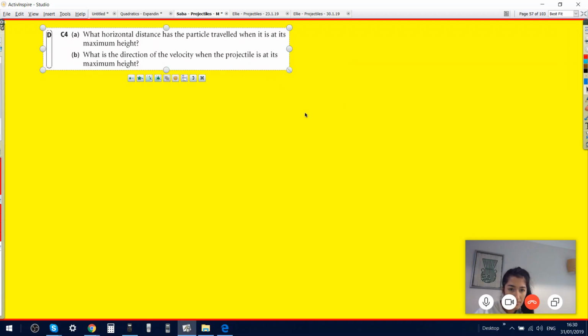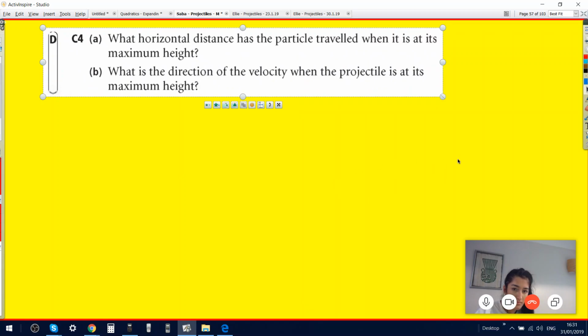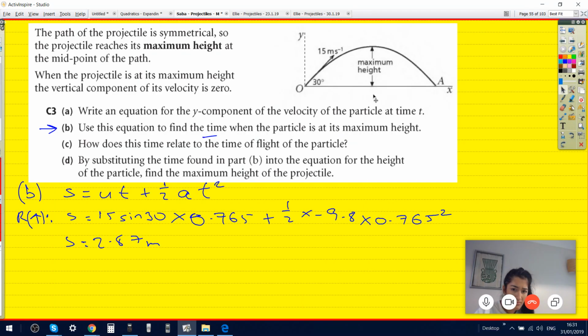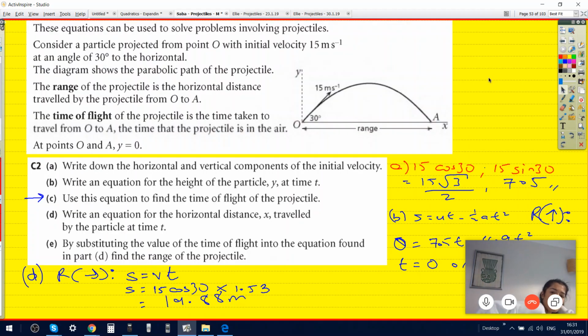Okay. What horizontal distance has the particle travelled when it's at its maximum height? What distance has it travelled at its maximum height? Is that this question? I suppose just in general, or if you like specifically this question, yeah. What horizontal distance has it travelled?